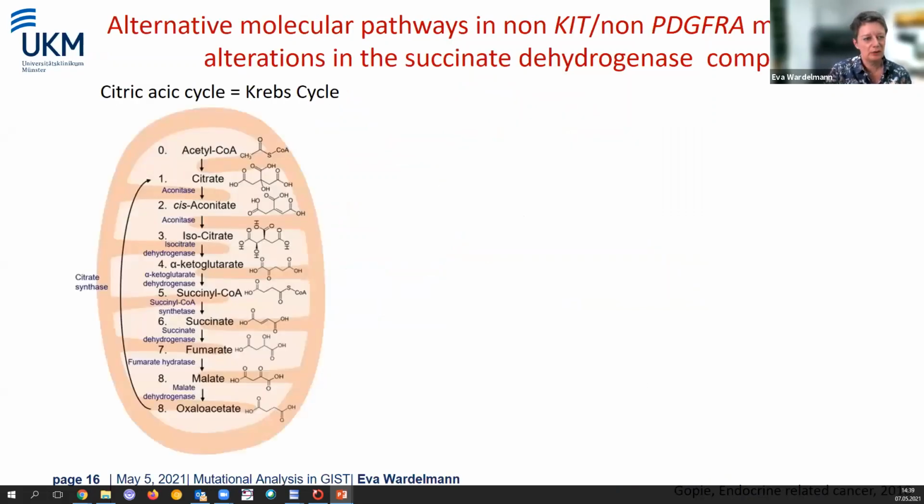And now we come to a very important detection in GIST, which explains the vast majority of the so-called wild-type GIST, of the non-KIT, non-PDGF receptor alpha mutant GIST. And this is this chapter here. And it looks rather complicated to you, I suppose. So I will try to make it more simple.